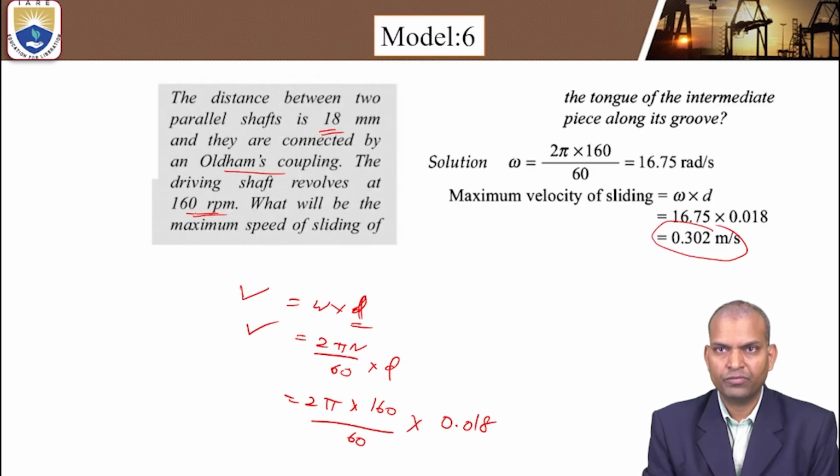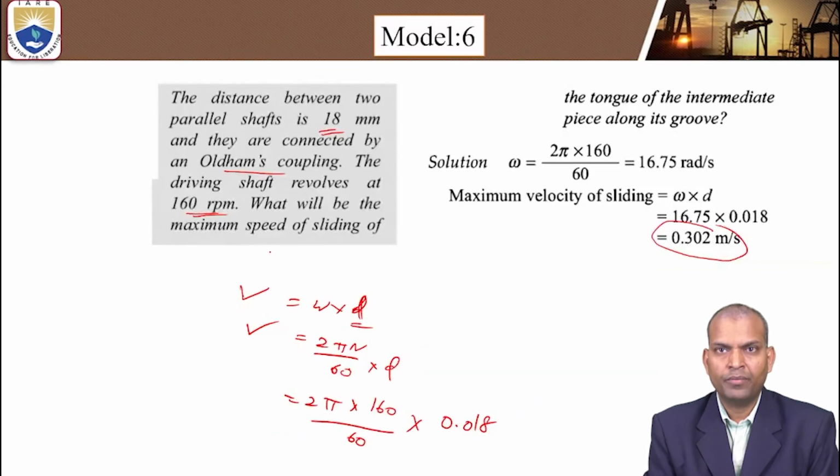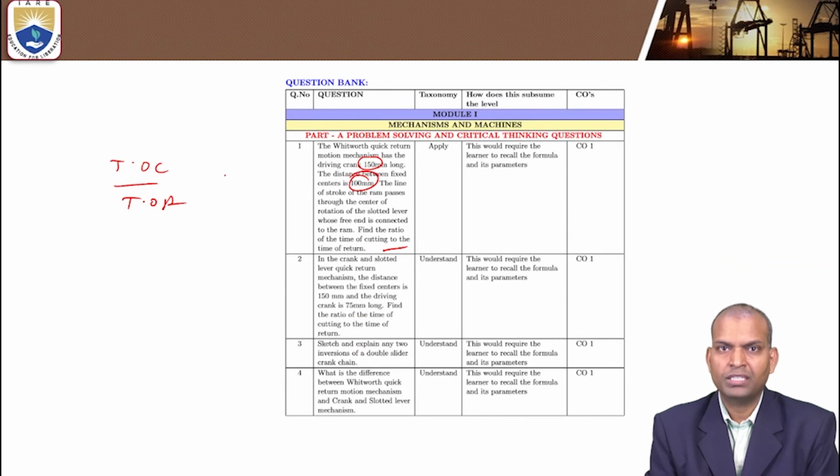What is that question? Whitworth quick return motion mechanism. This is the question given here. But in this question it was detailed. What we need exactly, what is required, they are given directly. Why is it given in detail here? Because we have to find out the effective length of the stroke. That's why they mentioned all dimensions of the links. But in the problem, it is not required. They find out only time of cutting to time of return.